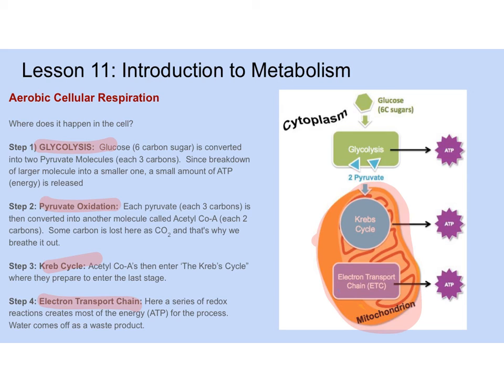But this whole process doesn't happen inside the mitochondria. I'm going to use my highlighter to kind of illustrate. Glycolysis and pyruvate oxidation, the first two steps, happen outside the mitochondria, just in the cytoplasm, so just regularly in the cell. And then once you have acetyl-CoA, you start going into the mitochondria, and the last two stages happen inside the mitochondria, where most energy is made.